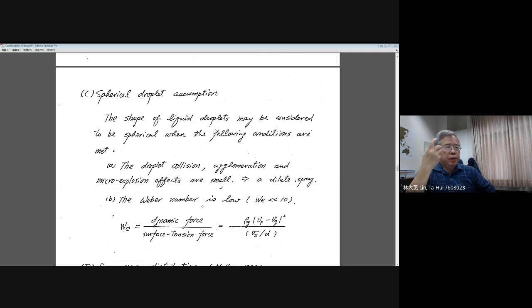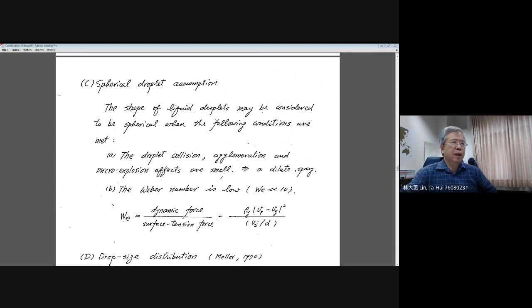Now, first, how to categorize the spray behavior. Actually, the droplet size is the most important thing you need to consider, and mainly how to describe the droplet size in your spray is the main issue. Usually for spray combustion, we consider the droplets inside the spray region as a spherical shape. How can we make this spherical droplet assumption? Based on two criteria, which I list here.